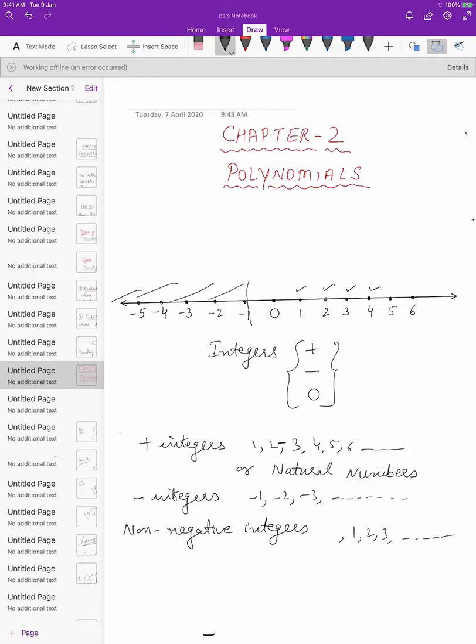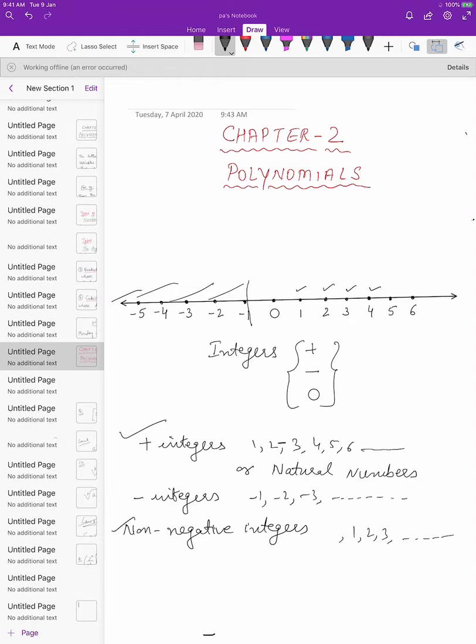So can you see the difference between positive integers and non-negative integers? They are not the same. In positive integers, we write 1, 2, 3, 4, 5, 6 and so on. Whereas in non-negative integers, we start with the number 0 and then we write 1, 2, 3 and so on. So non-negative integers or whole numbers mean the same. This terminology is going to be used many times in this chapter.